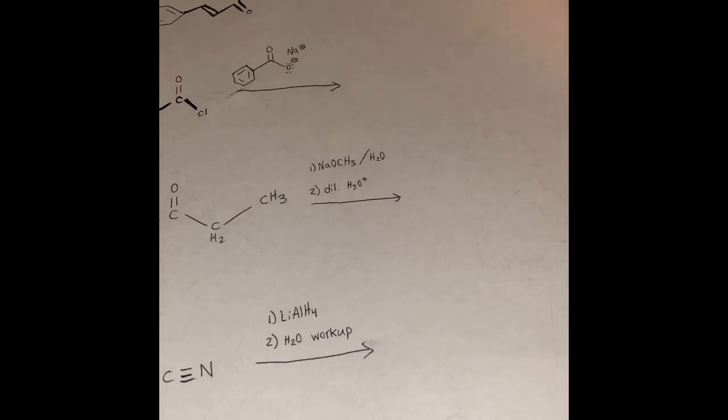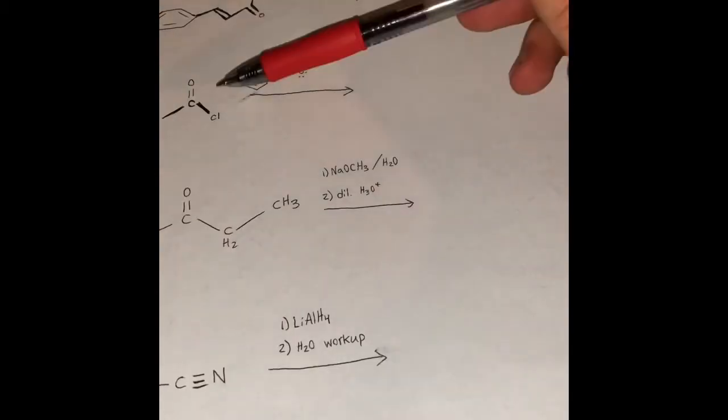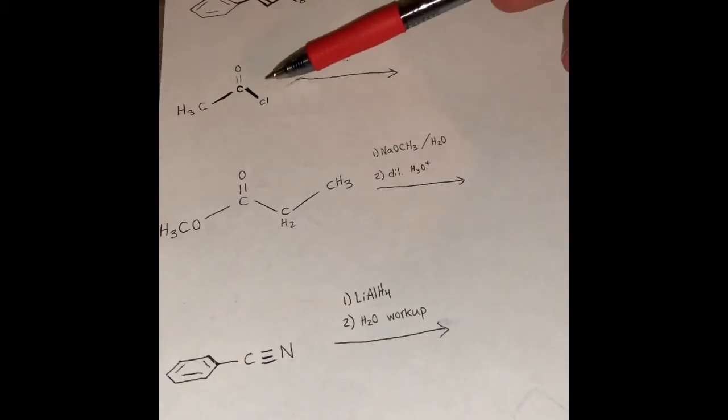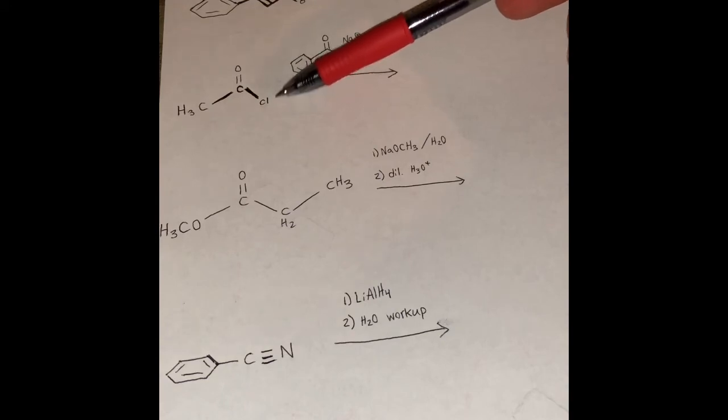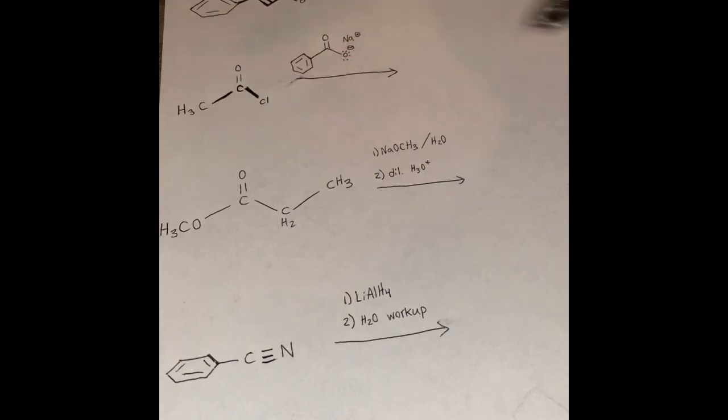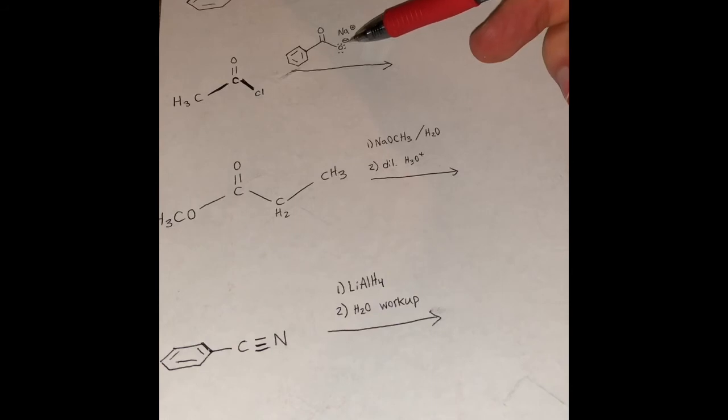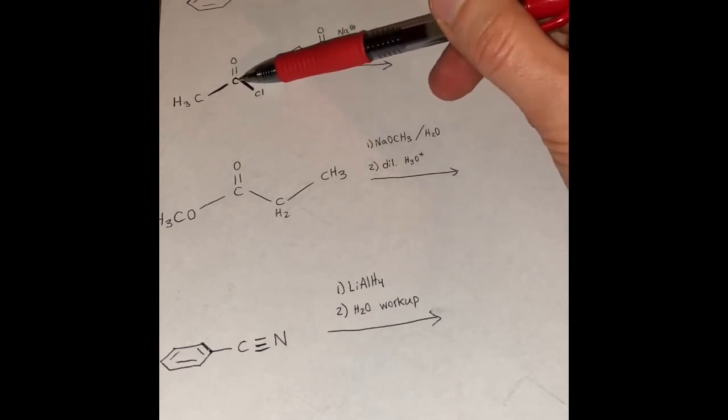Okay, now for the next problem, we start with this acyl halide. It has a chlorine group in place of where normally we would have an OH if it was a carboxylic acid. So this is a carboxylic acid derivative, and then we add in this structure with an O- on it. Now what ends up happening is that this O- will attack the carbonyl carbon.